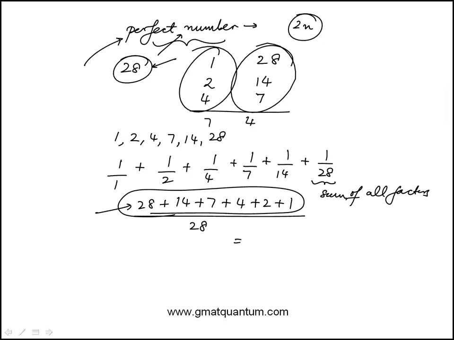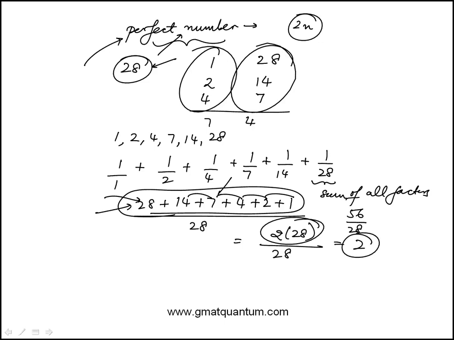The numerator is the sum of all factors, and the denominator is the number itself. So we were given this definition that the sum is twice the number. So that we know is 2 times 28 without actually having to compute this. But since the numbers are small, you could add them: 28, 42, 49, 53, 55, 56. So that's 56, and that indeed is 2 times 28. So we know that this is 2.